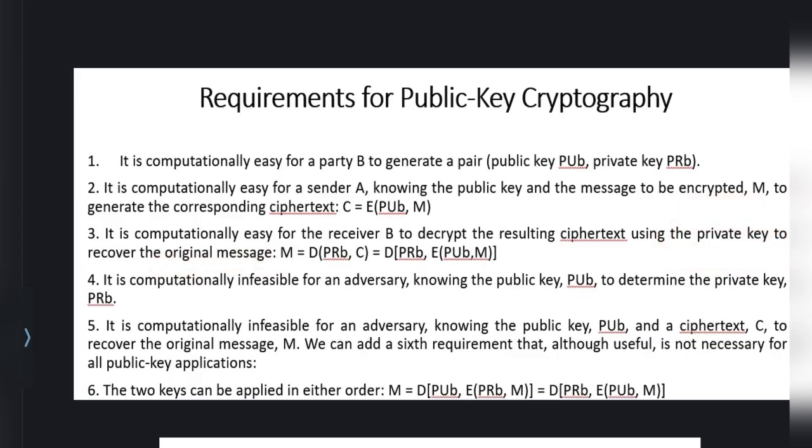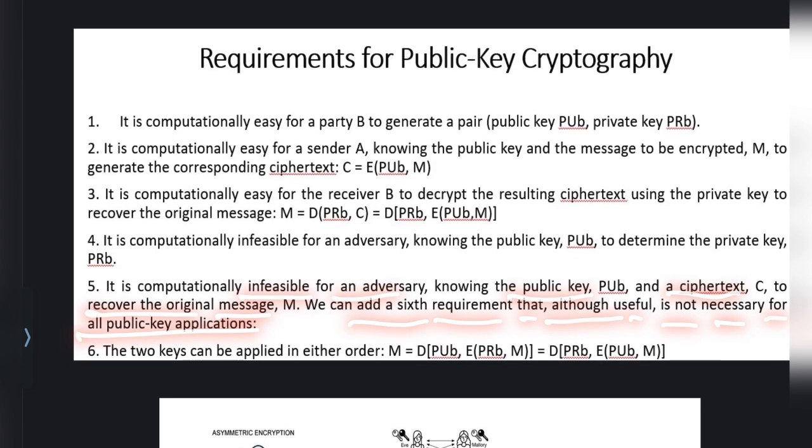Then next we have infeasibility of key recovery. That is, it should be infeasible for any third party, although he knows the public key, to determine the private key. It has to be very difficult or impossible for him. Along with that, it is infeasible for a third person who knows the public key and ciphertext to recover the original message. Then we can add a sixth requirement, which, although useful, is not necessary for all public key applications.